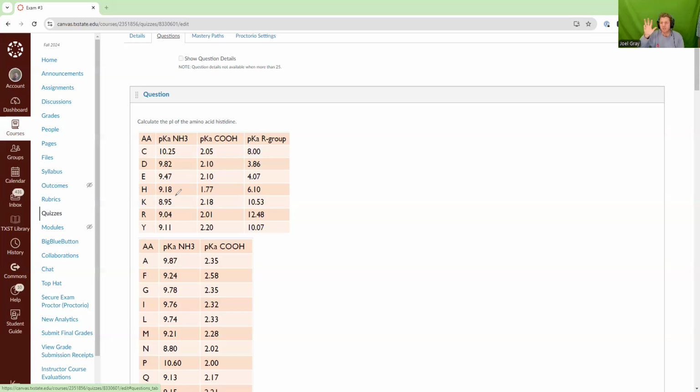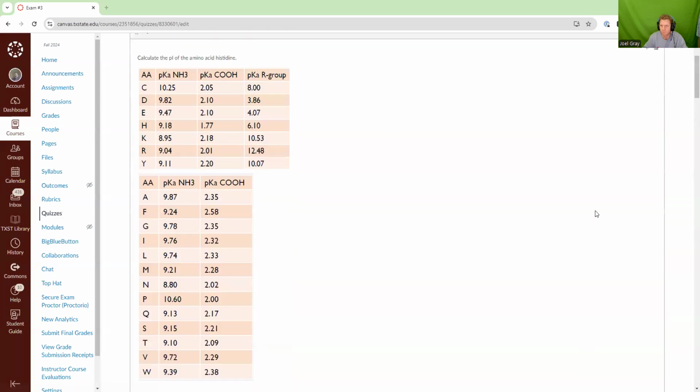You need the pKa's that separate these two charges. So you really need your two highest pKa's. For histidine, those two highest pKa's are 9.18 and 6.10. And so to answer this question, what we would do is just use our calculator. I'm using my calculator on my computer, and I'm saying 6.10 plus 9.18 divided by 2 is 7.64, which is the correct answer for this. Now I need to make sure that I've got that coded into the exam properly.